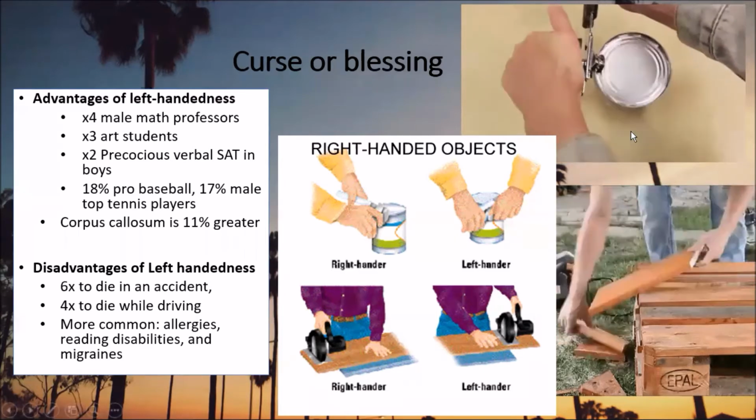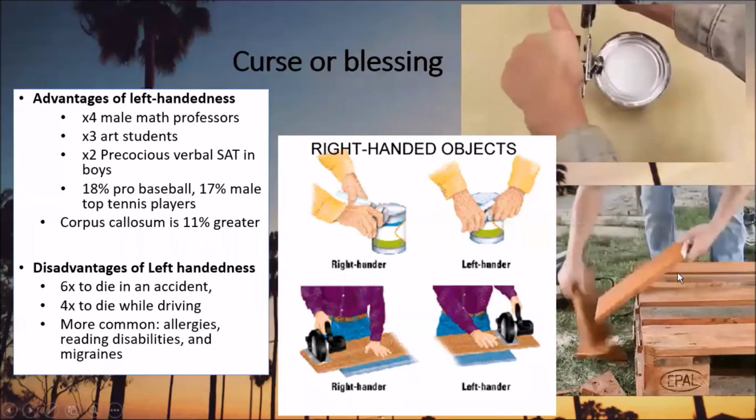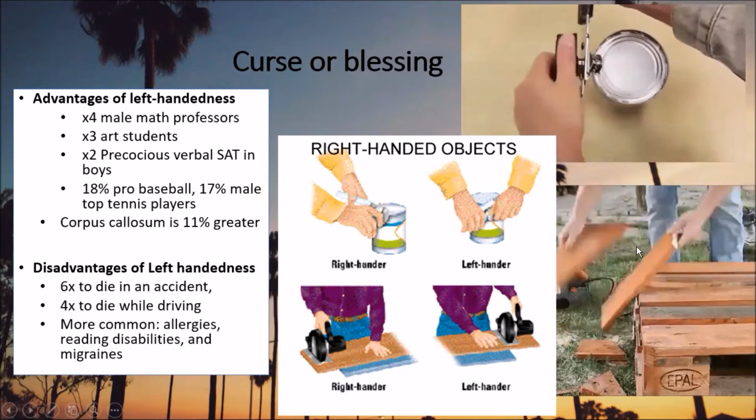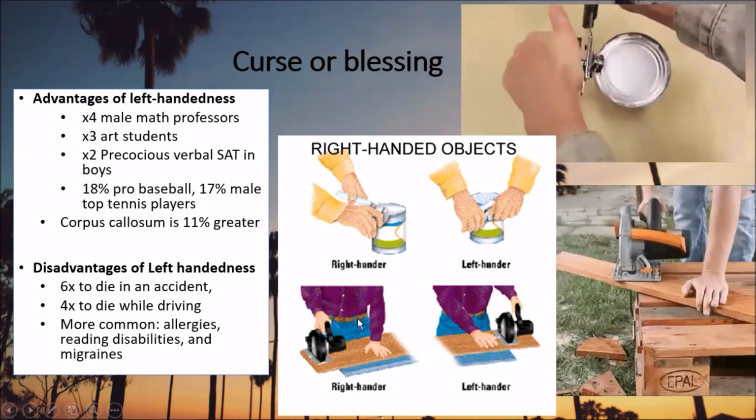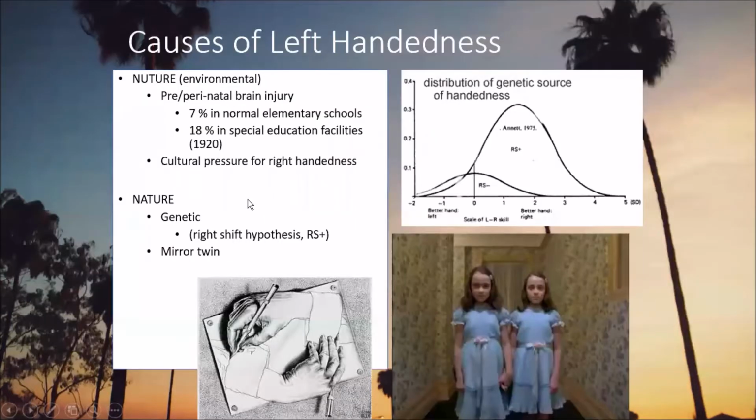This one's showing how hard it is if you're left-handed to use some of these devices. This is a right-hander using this, but a left-hander, you've got to put your hand in the danger zone for the circular saw. So that's why you get these. You can cause accidents readily.